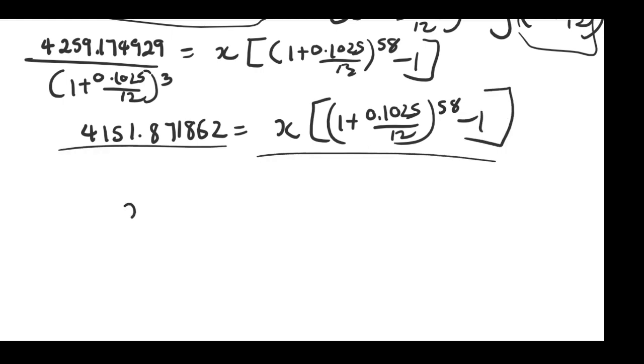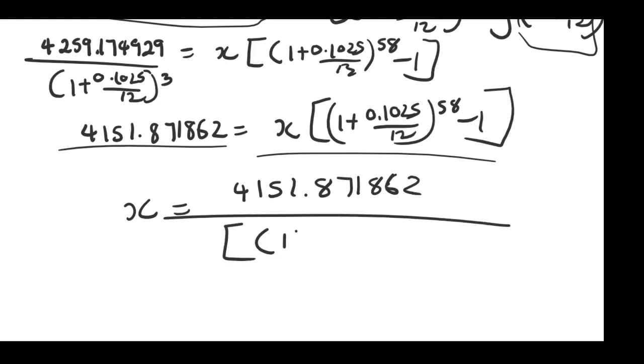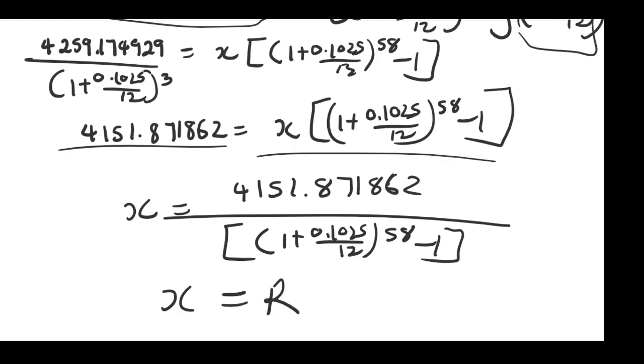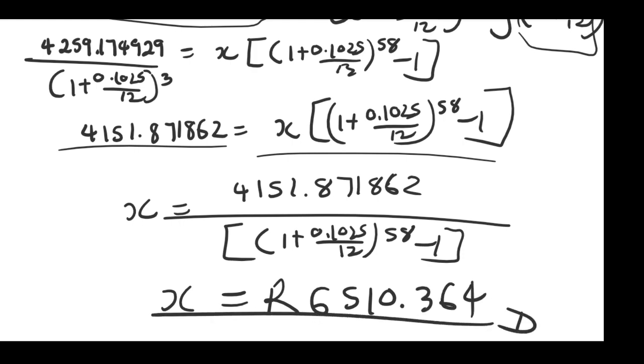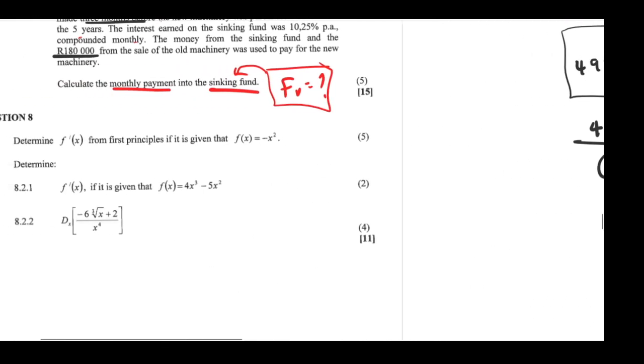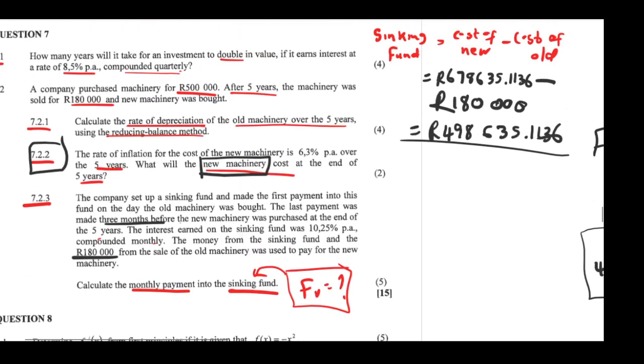You divide it out, you get your x value, which is 4151.871862 divided by 1 plus 0.1025 over 12 to the power of 58 minus 1. So your x value, your monthly payment rather, is 6,510.364. So this is the answer that we've got here. Yeah, so now we're done with the question. We have completed question 7.